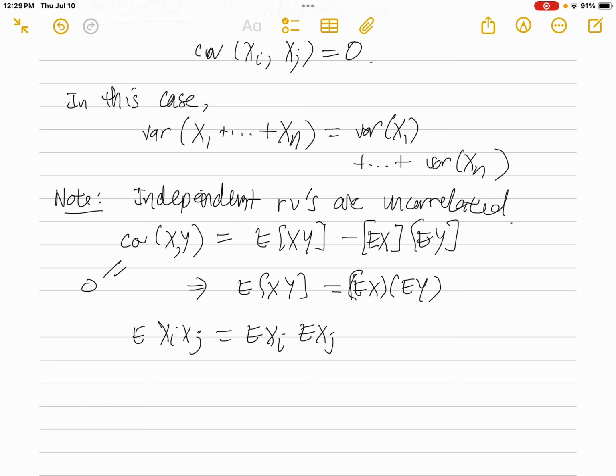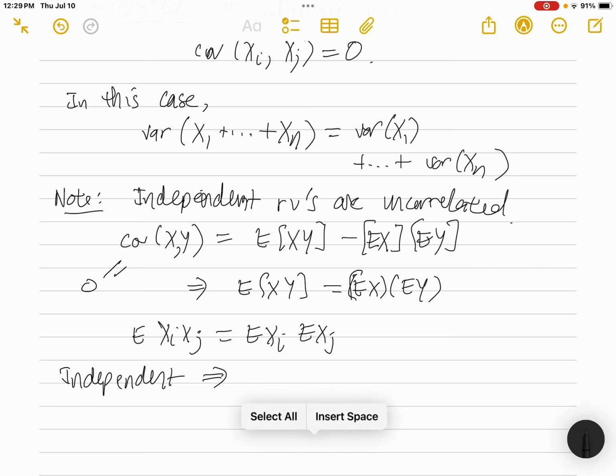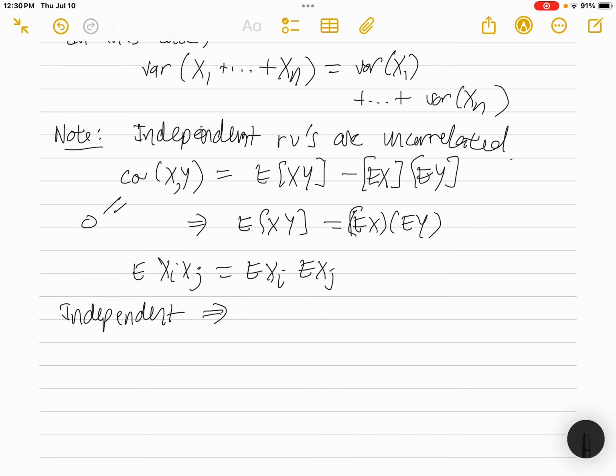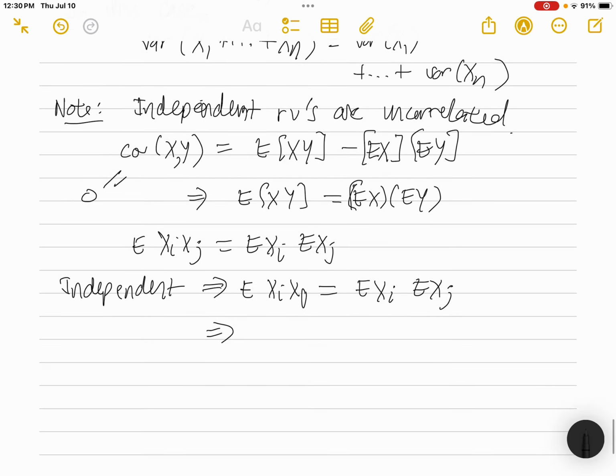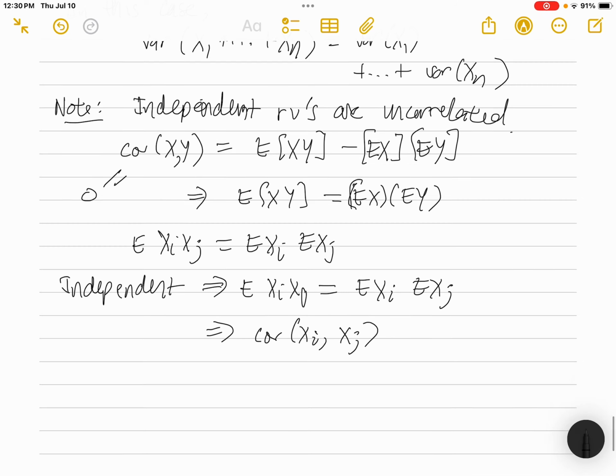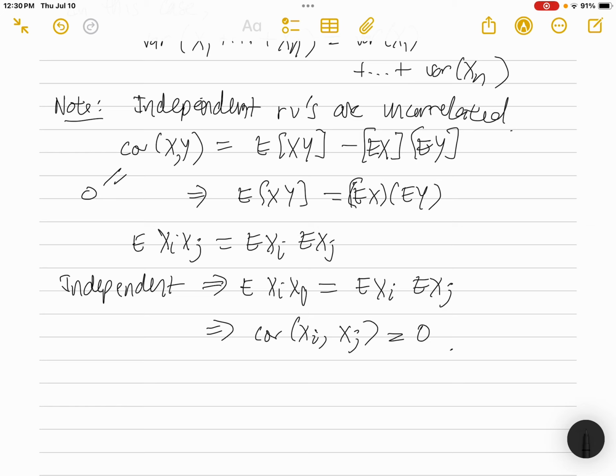So let's just write this down. Independent implies that, so this is a property of expectation: if x and y are independent, then the expectation of xy is equal to the expectation of x times the expectation of y. So if you have pairwise independent random variables, then the expectation of xi xj is equal to the expectation of xi times the expectation of xj, and that implies that the covariance of xi and xj is equal to 0. Okay.